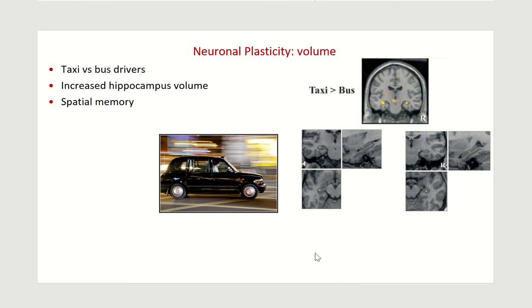And so what we see when we compare the brains of taxi drivers versus bus drivers is that the bus drivers have very small areas for spatial memory, whereas the taxi drivers have much larger spaces because they're literally storing more spatial information.